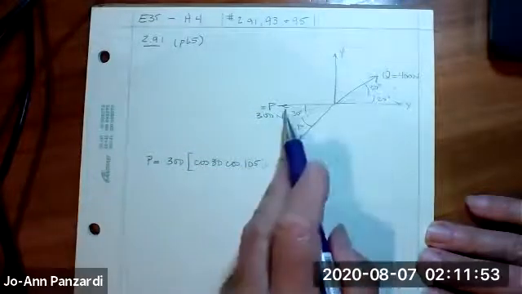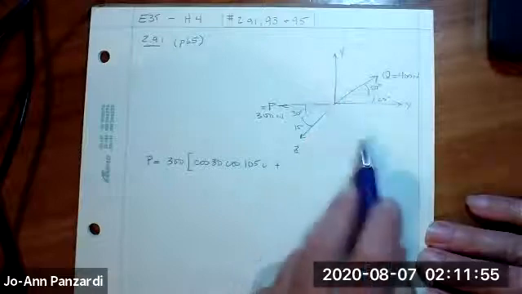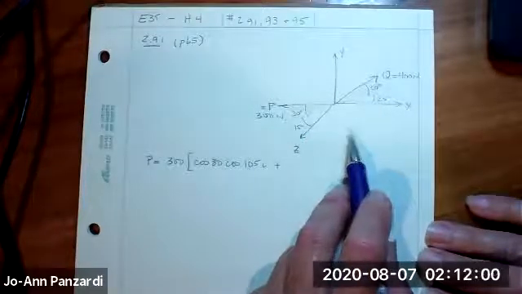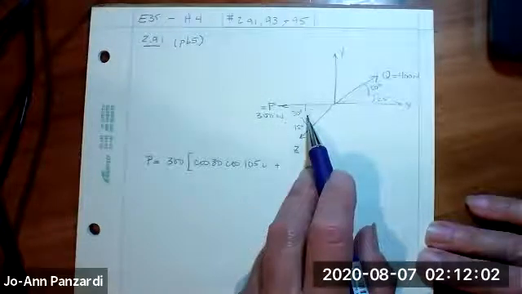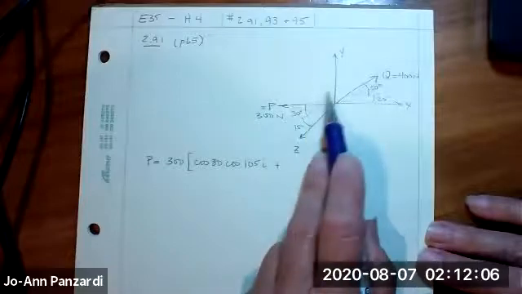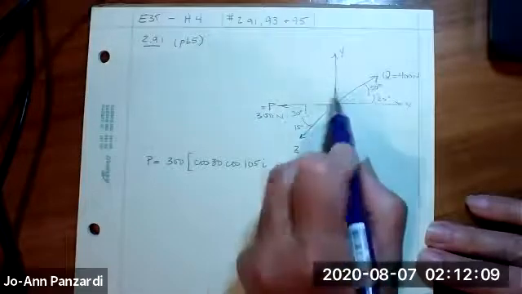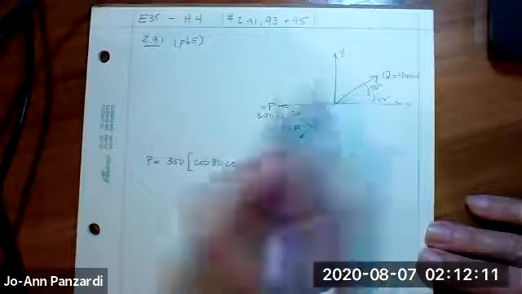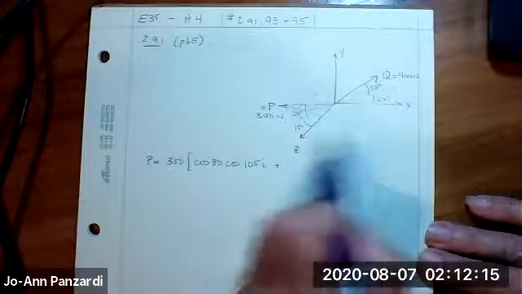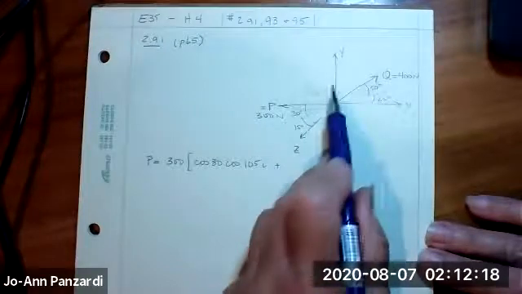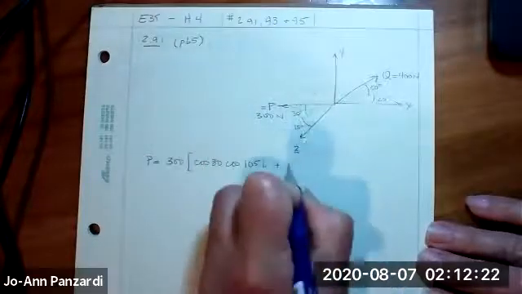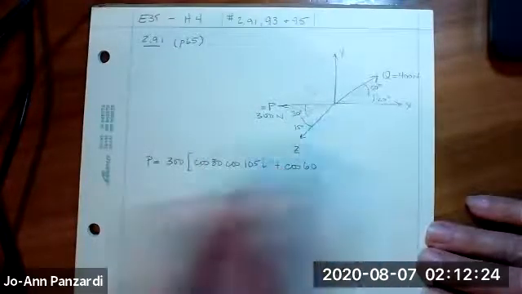Plus, now I'm going to the y direction, and the y direction is up here, so I'm looking at this distance right here from P to y. I'm trying to find what theta y is. And I see that if P is 30 degrees up from the xz plane, then theta y is going to be 90 minus 30. So it's going to be the cosine of 60 j.